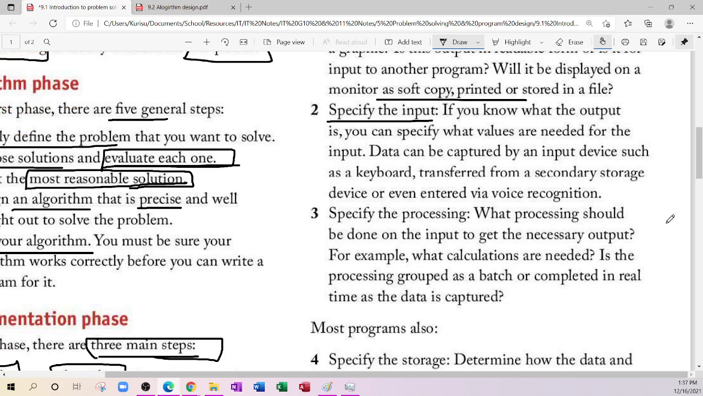3. Specify the processing. What processing should be done on the input to get the necessary output? For example, what calculations are needed? Is the processing grouped as a batch or completed in real time as the data is captured?